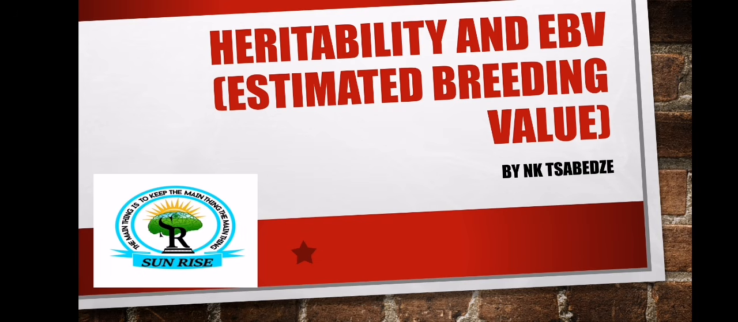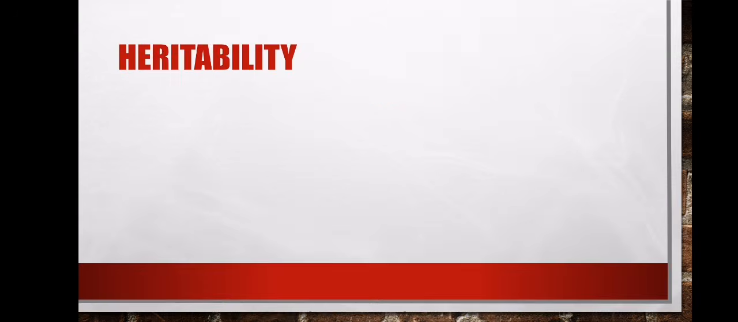We continue with our genetics. We are now focusing on a section called heritability. We will combine heritability with EBV, which is estimated breeding value. So that's what we will check when we look at this one.